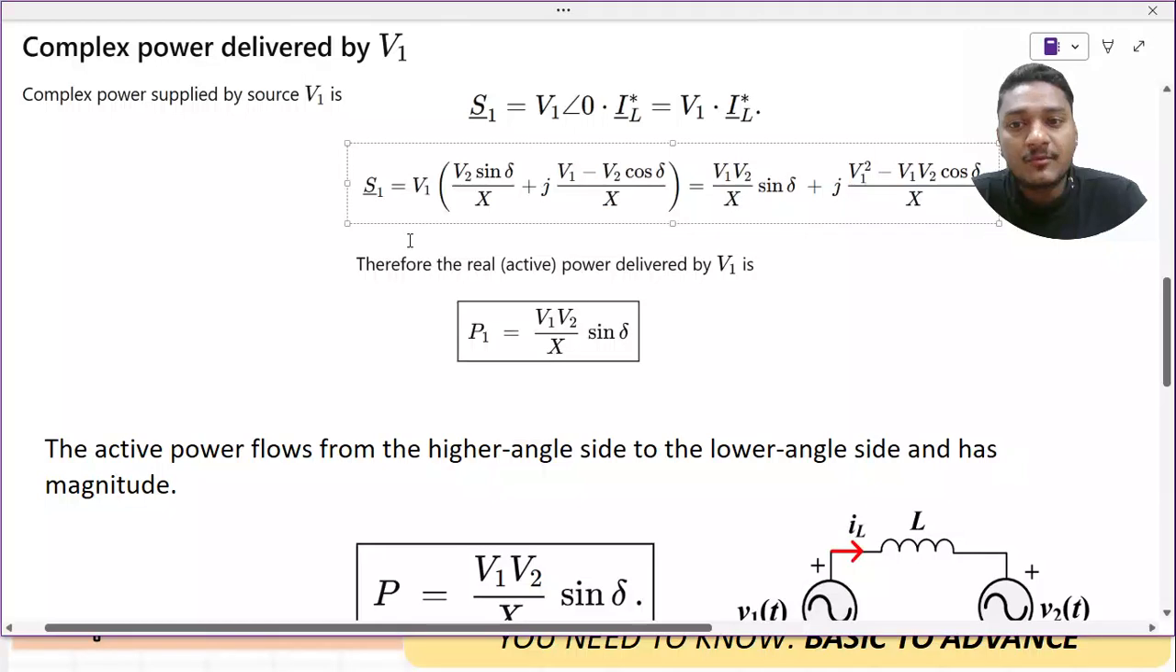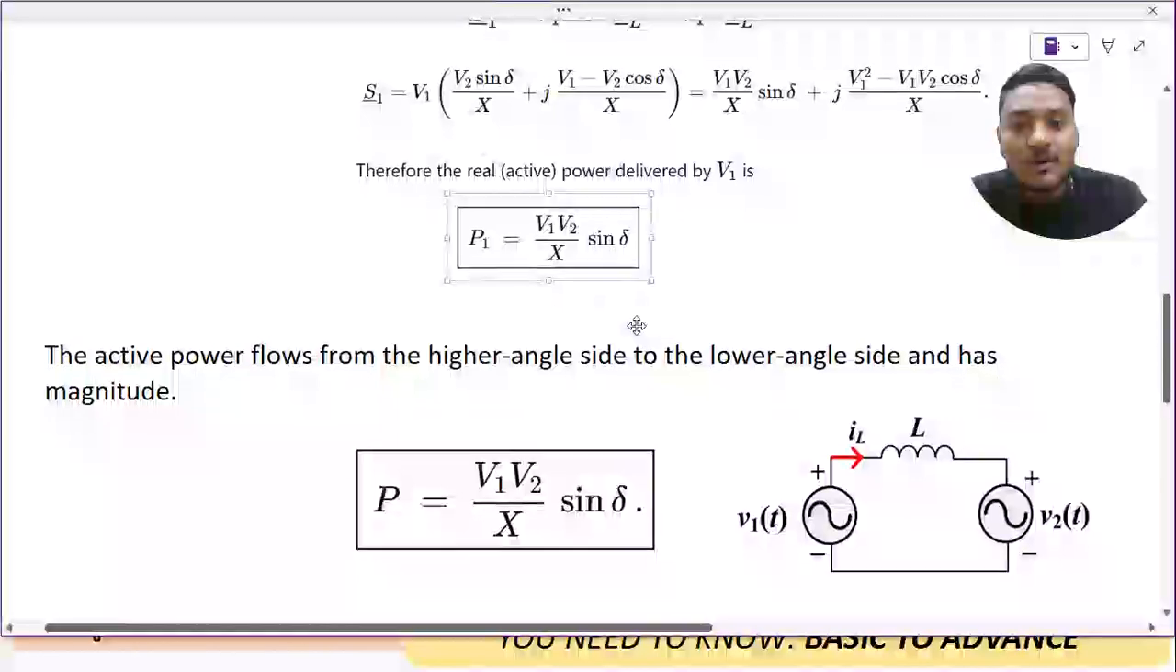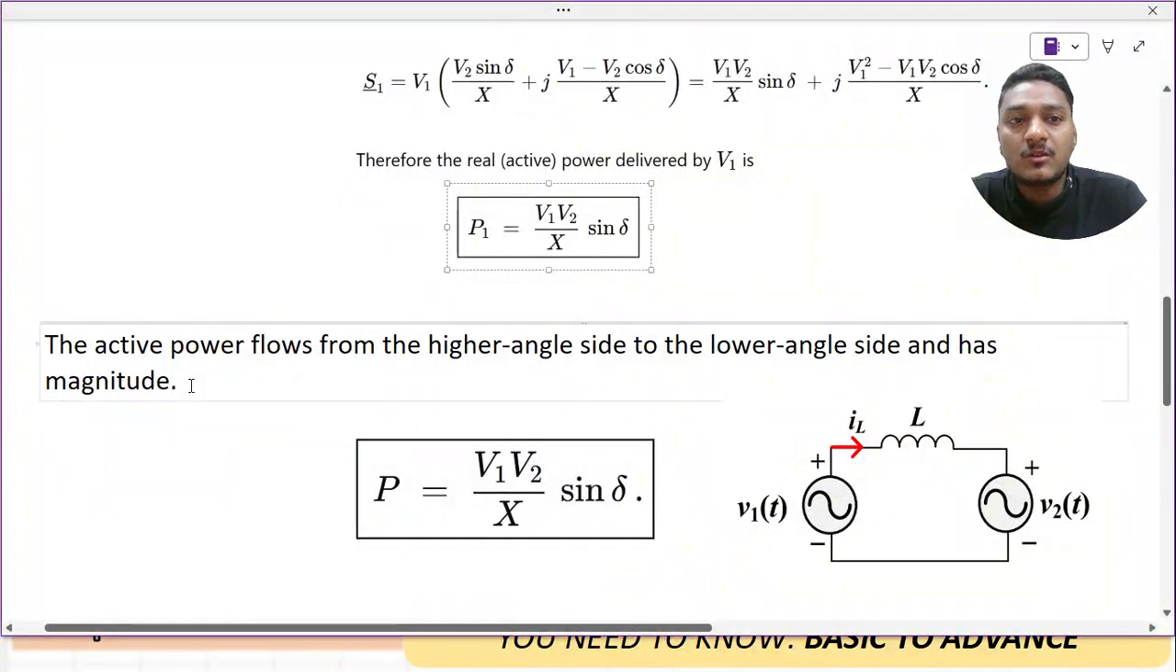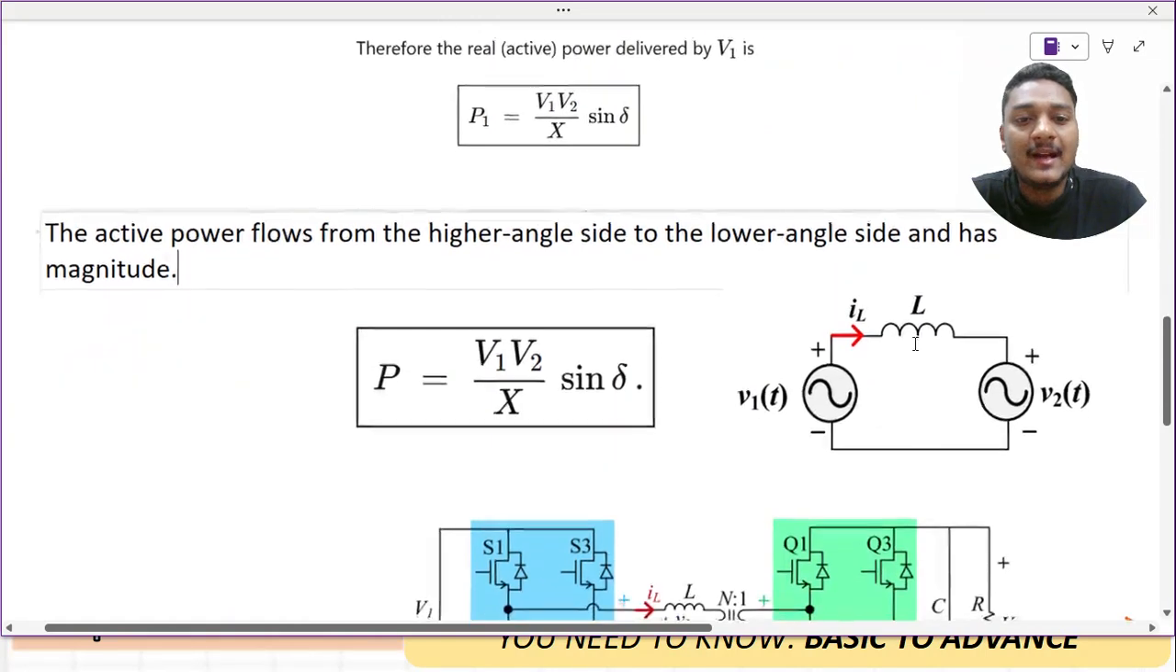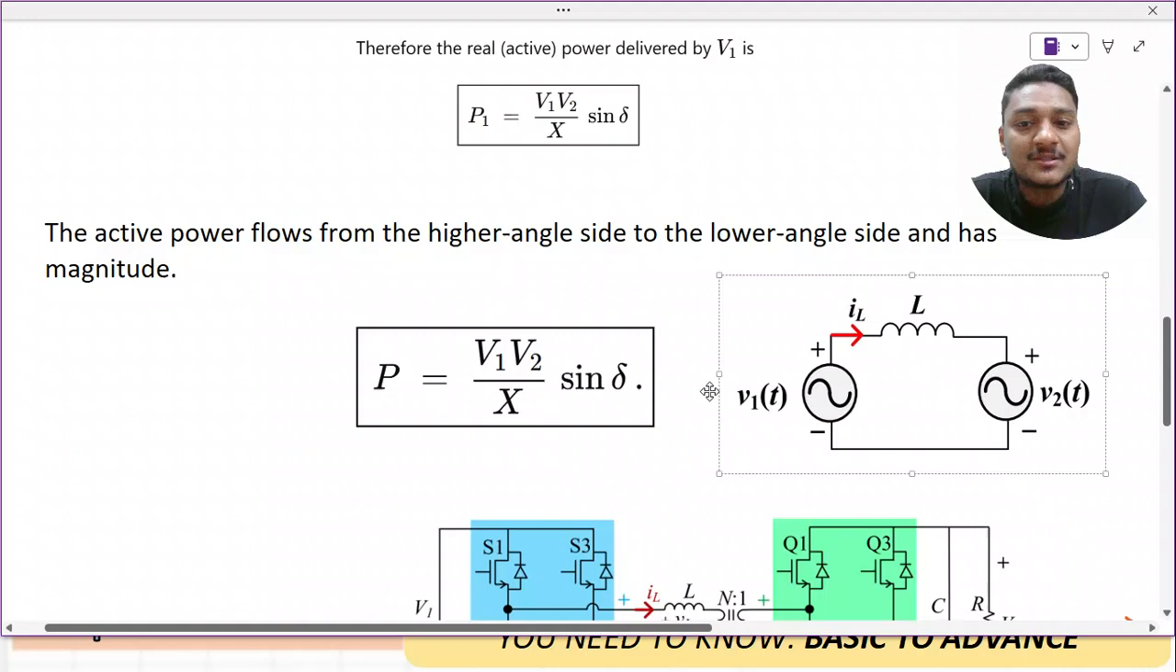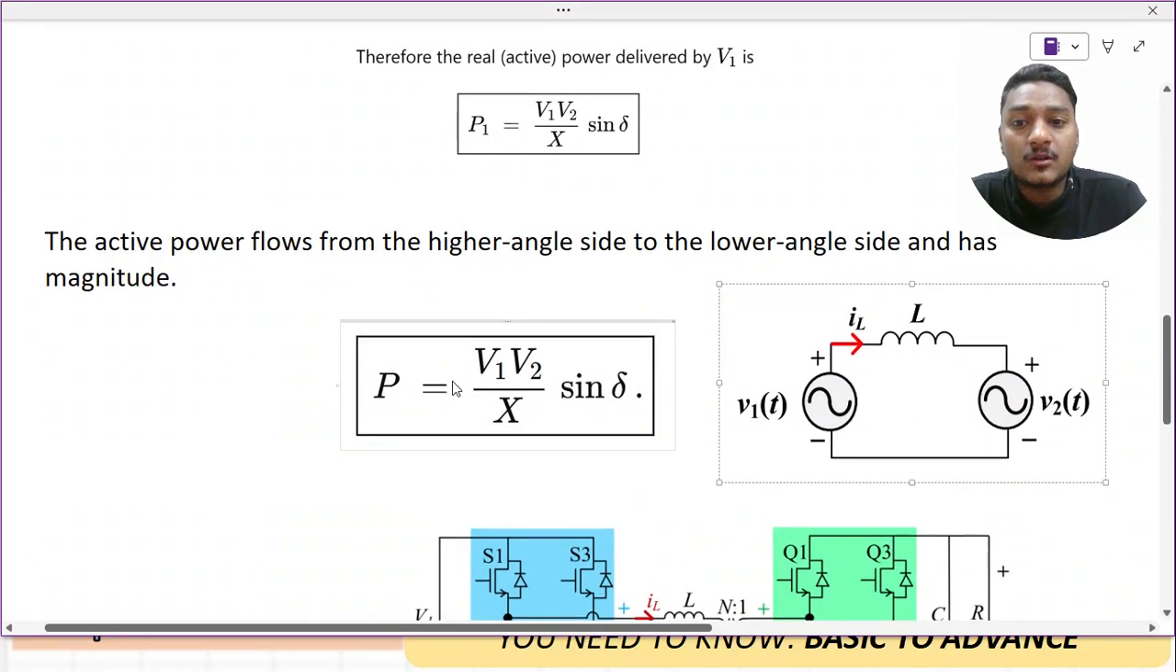So from this particular expression I got the active power formula, that is P1 equal to V1 V2 by x into the sine of del. This is my active power formula. The same thing we have learned, that active power flows from the higher angle side to the lower angle side, and for such a system the overall formula for P is V1 V2 by x into the sine of del.